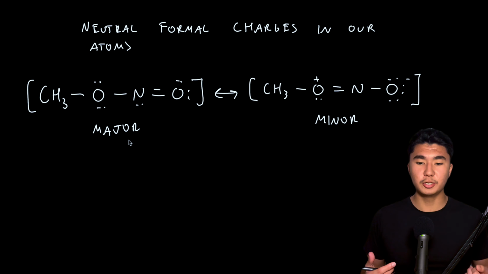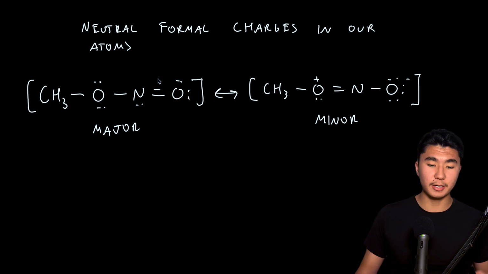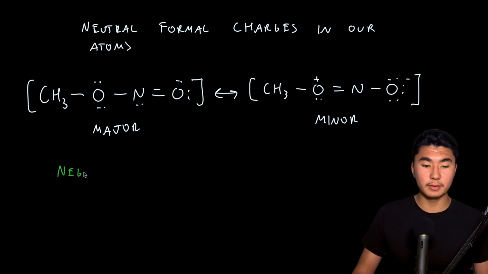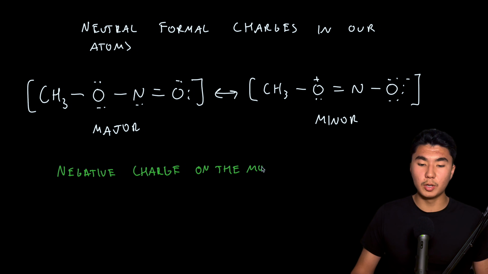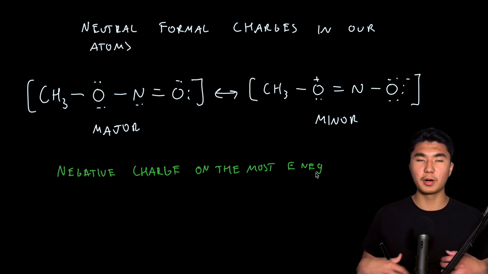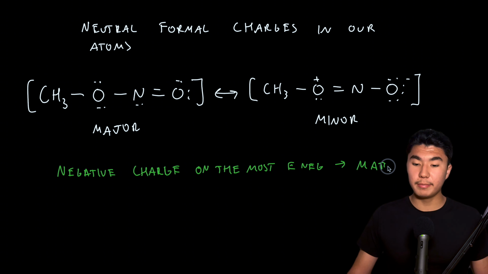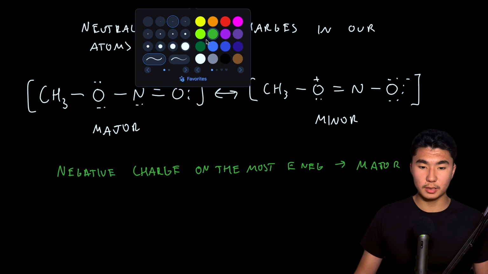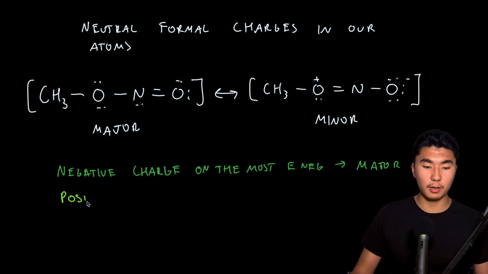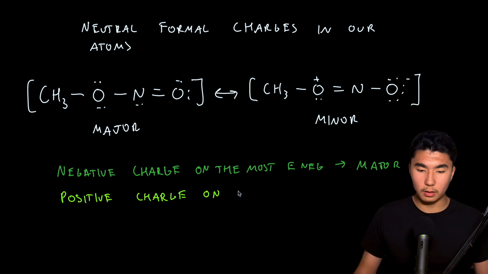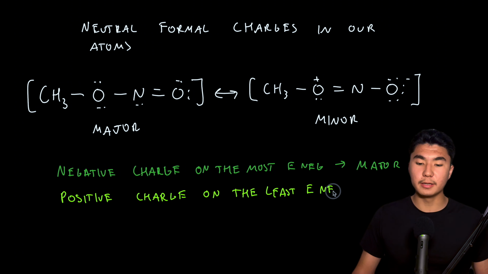Now here's another qualification to be a major contributor and another one to be a minor. So if we have a negative charge on the most, and I'll just put E neg to represent electronegativity, if we have a negative charge on the most electronegative atom, then this is going to be our major contributor. Now let me change my color over here, and if we have a positive charge on the least electronegative, then this is going to result in our major contributor.